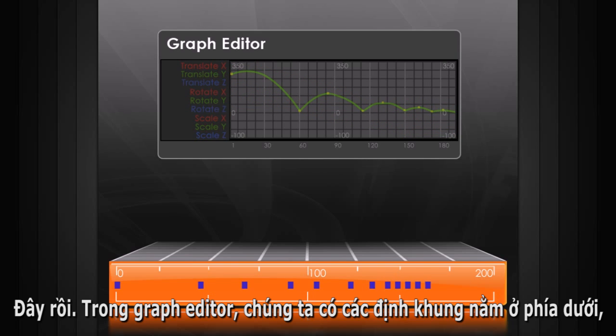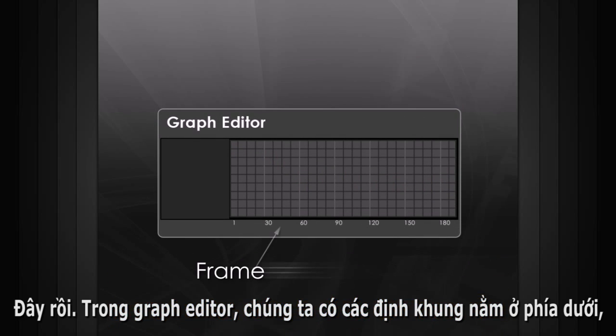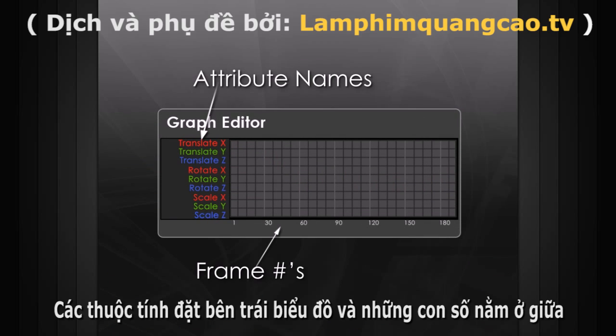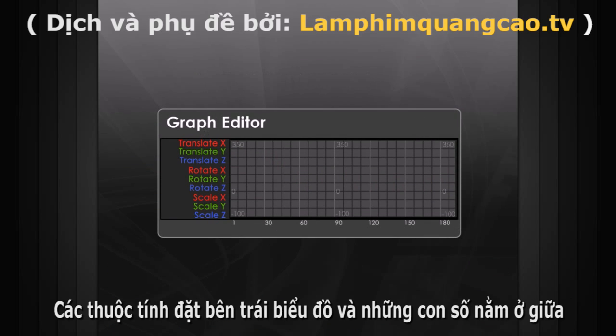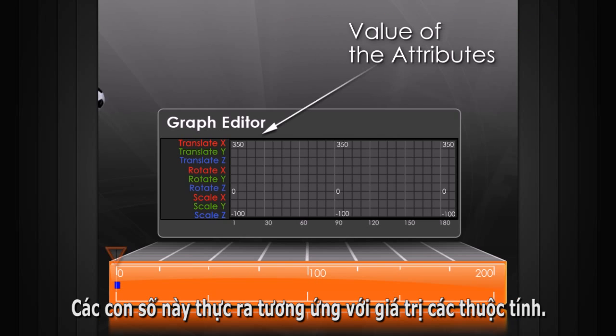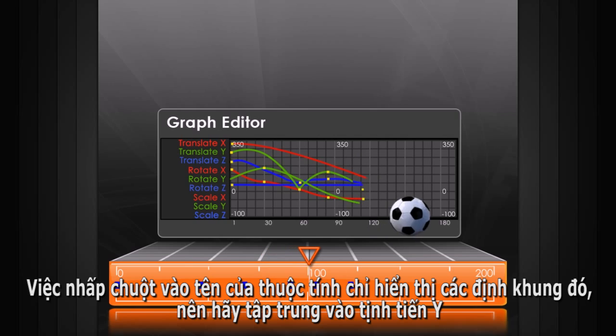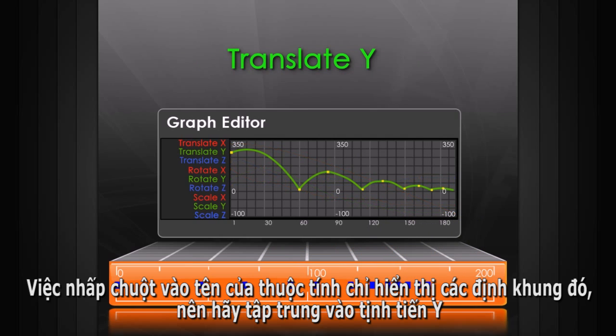In the graph editor, we have the familiar frame numbers at the bottom, the various attribute names on the left, but what are the numbers in the middle? Well, this group of numbers actually corresponds to the value of the attributes. Now clicking on the attribute's name just shows those keyframes, so let's focus on Translate Y.